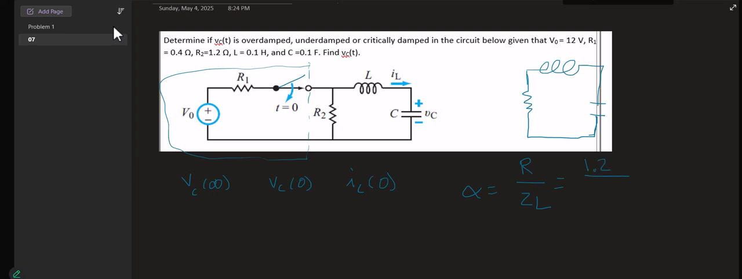Is it VC of 0 or is it VC of 0 minus? Is there a difference? No, it's not, because it's a capacitor. If it was an inductor, it would matter, because VC, the voltage across a capacitor, cannot change instantaneously. So VC of 0 minus equals VC of 0 equals VC of 0 plus. Now, IC of 0, well, that is another story. This is IC of 0 plus.